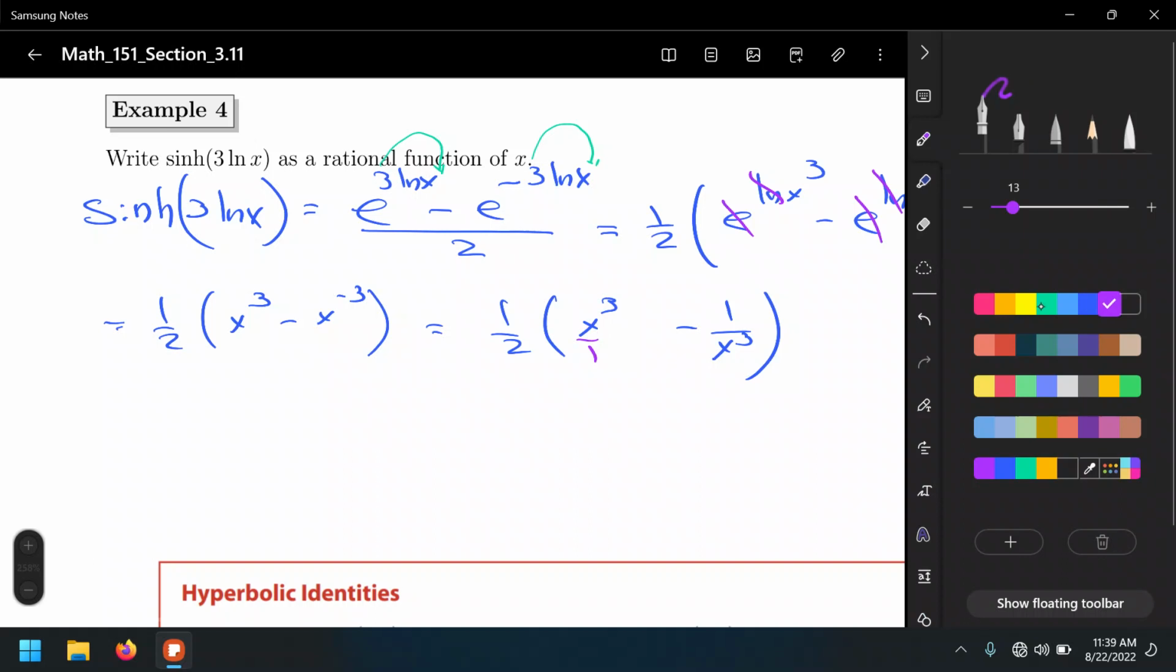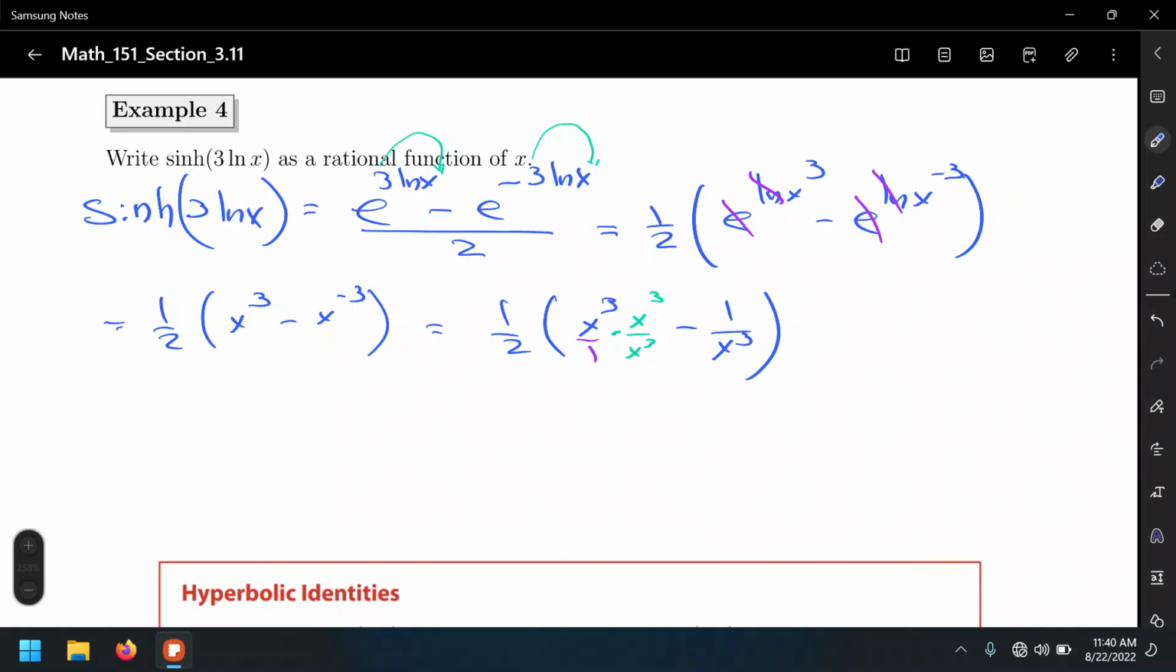So these are two fractions, but unfortunately they do not have the same denominator. We need to find a common denominator so we can put them together. So the LCD between 1 and x cubed would work if we multiply numerator and denominator by x cubed. And now that we have the same denominator, this will be 1/2, so that's x cubed times itself.